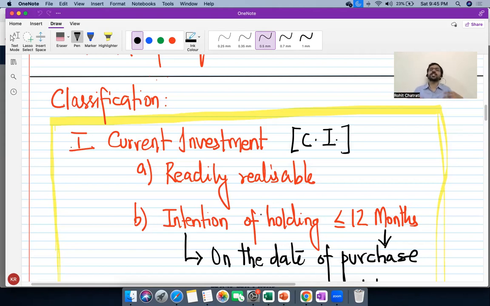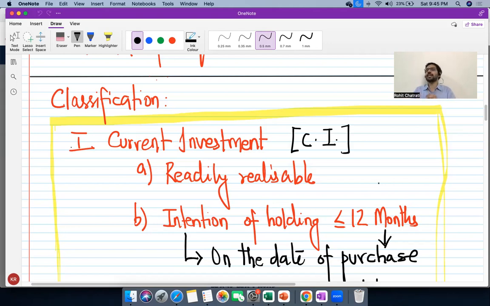Example, I have purchased shares of Reliance. I am going to actually hold it for say 1 month. All right. I will be selling it after 1 month. That is going to be classified as a current investment because my intention of holding it is for less than 1 year. And it is readily realizable in the form that it is actually traded on an exchange. Whenever I decide to sell, I can go and actually sell it in the market. All right. So readily realizable is not something that we are going to much dwell upon, but the intent of holding is something that we are actually going to look into in further detail.